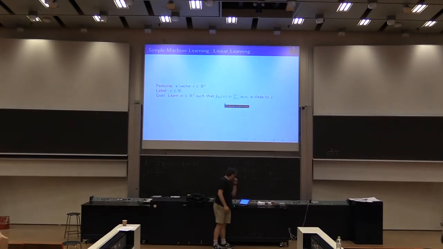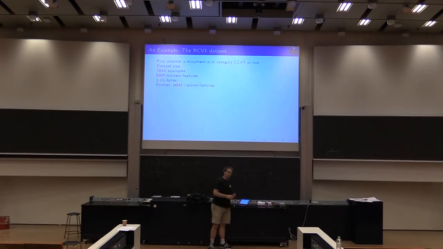Okay, so I'm going to talk about just a very simple version of machine learning, which is just linear learning. So the idea is you have feature vectors, x. You have some label, y. And then your goal is to find some weight vector, w, such that the sum of wi xi is close to y. I'm going to show you first a simple version of this, which does not use hashing. And then I'll show you a version of it which does use hashing.